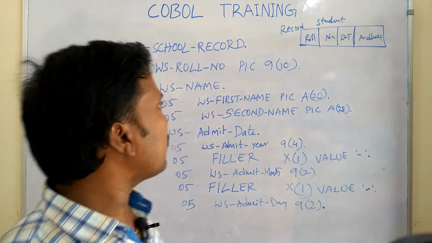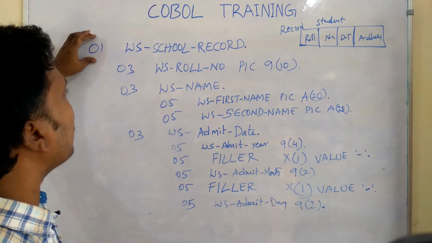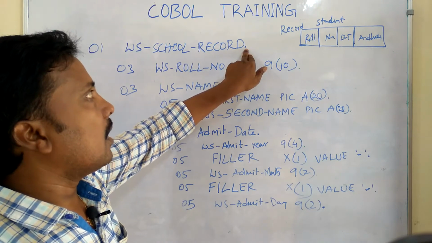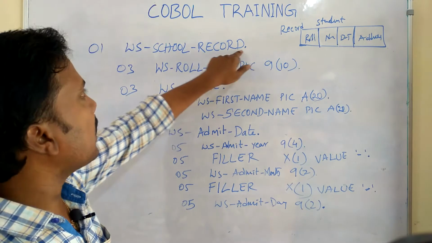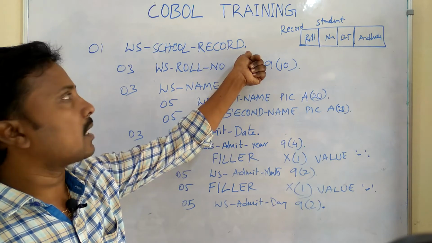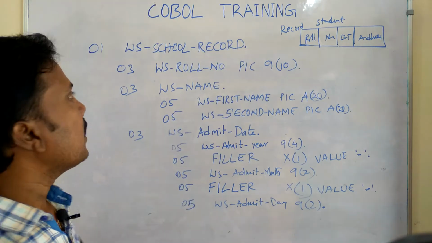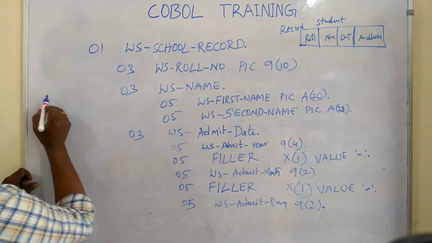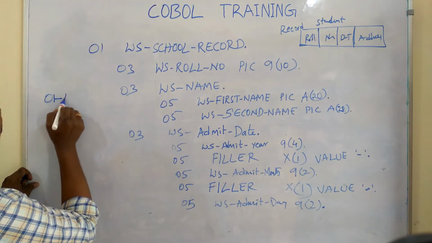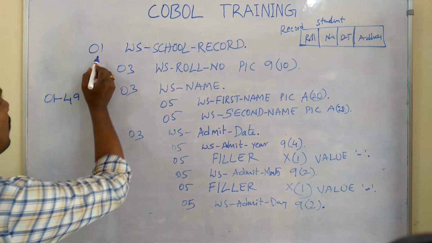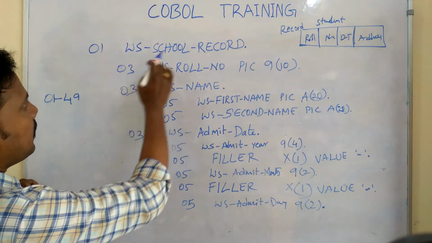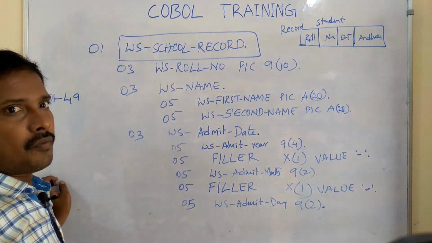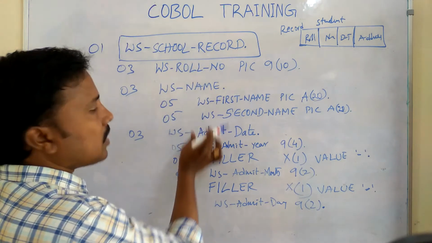Here, the first 01 level number I have mentioned is WS-SCHOOL-RECORD. Here I put the dot, which means the end of this line, so the compiler knows this is the end. Again, under 01 I mention 03. The level numbers we can give are 01 to 49. Whenever we write under a record, this is a group variable. Under a group variable we have sub elements.